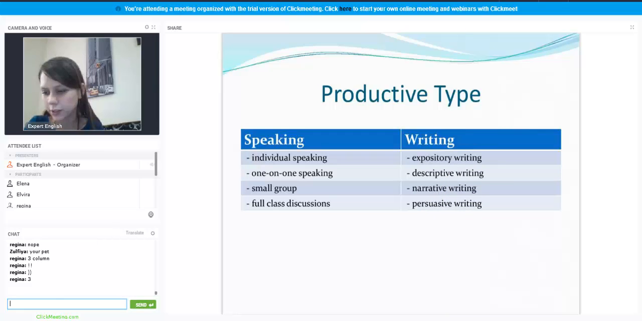It's not narrative. Yes, yeah, it is number 2. We describe something, we tell about our opinion, and it is descriptive writing.